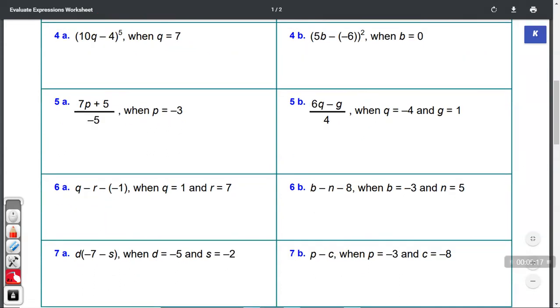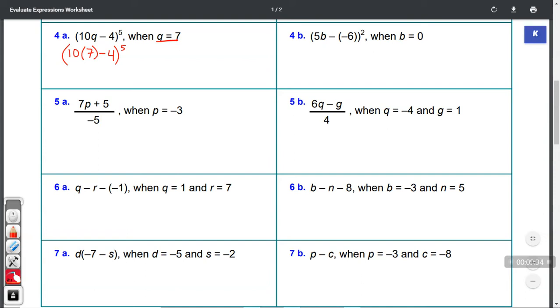All right, continuing on here with number 4. This time Q is 7. I'm going to insert Q, so I'm going to start with parentheses 10. I got to Q, so I'm going to put parentheses where Q was, insert its value of 7, and parentheses, and continue on. And this time we have to the 5th. I'll show you how to do that in your calculator.